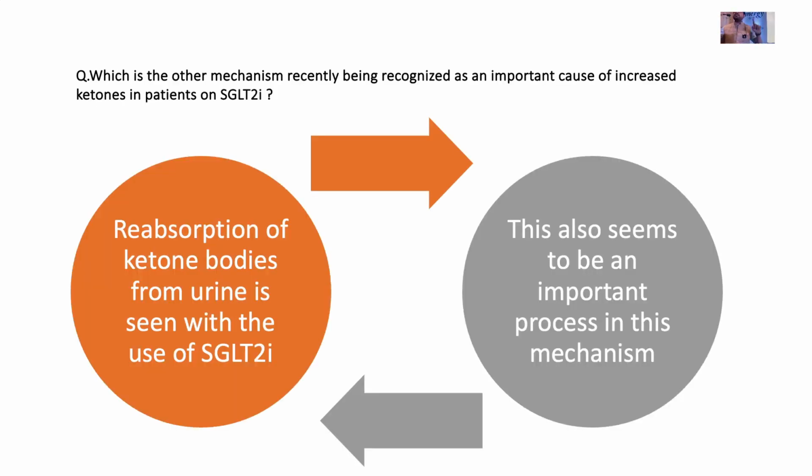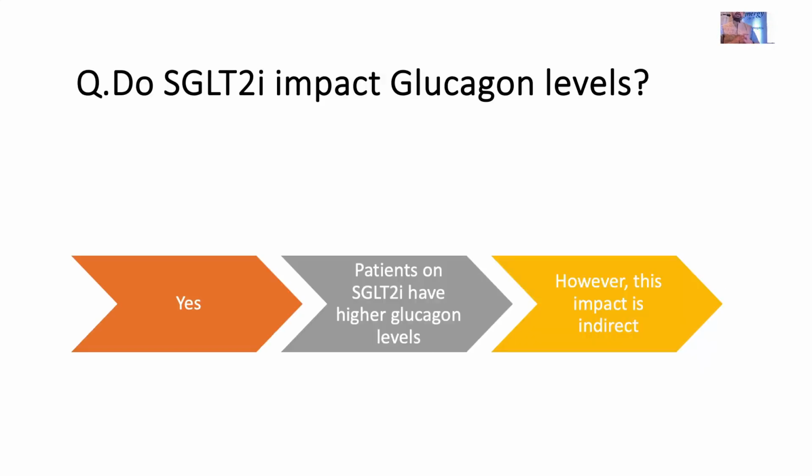The other issue is, and this is now recently recognized, that when you give SGLT2 inhibitor, along with the reabsorption of glucose, they also reabsorb ketone bodies, which is very interesting. So you have ketone which is lost in the urine, body is trying to remove the ketone, but the SGLT2 reabsorbs the ketone, and hence you have higher ketone levels in the blood. Again, SGLT2 inhibitor, we already discussed this.